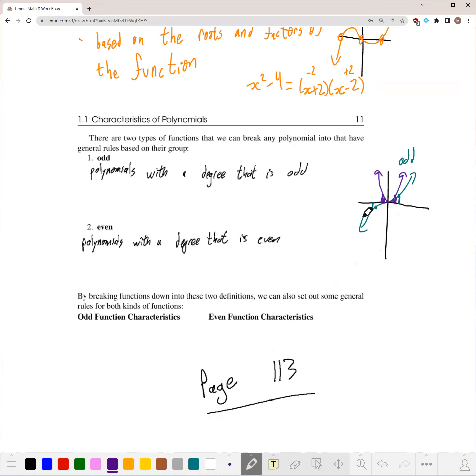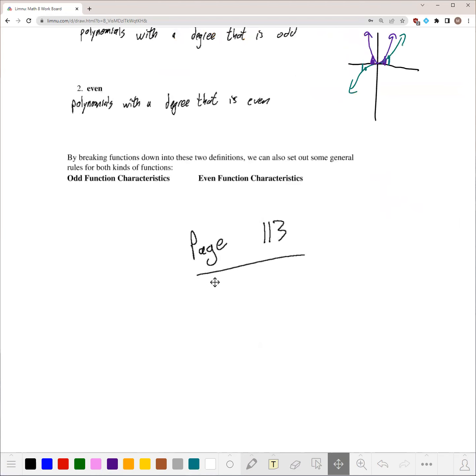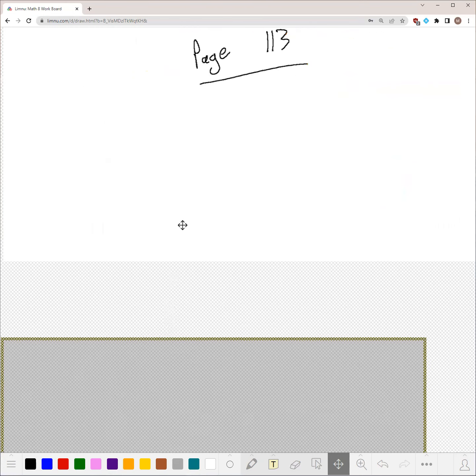And so when we talk about odd or even functions, we generally talk about ones that are perfectly odd or perfectly even. In terms of polynomials, when I say an odd polynomial, I mean a polynomial with a degree that is odd. That's handy. With even polynomials, it's just a degree that's even. And what I recommend you to do is go to page 113 to see more characteristics of even and odd polynomial functions. But we're going to run into a lot of them, and I think it's going to make some sense as we go through.